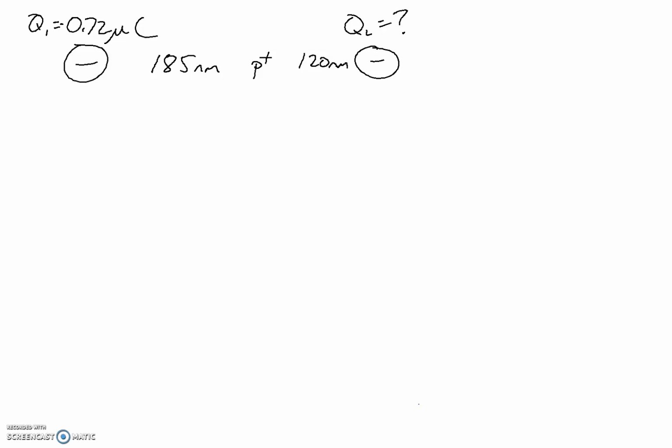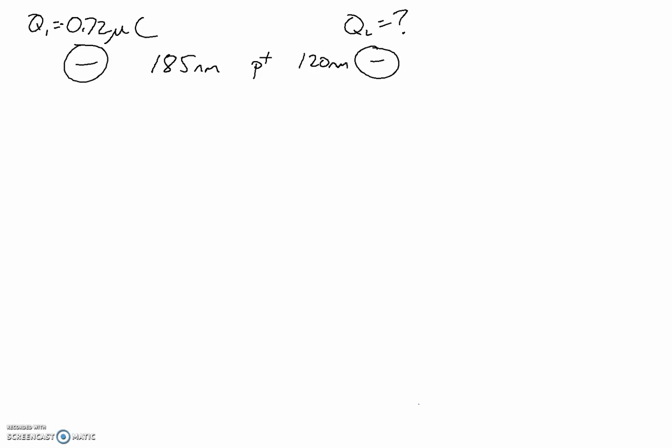We're going to keep on going with some more forces scenarios with you guys, with the electric fields and subatomic charges and stuff like that. So here we have a Q1 of negative 0.72 microcoulombs, 185 nanometers away from a proton, and the proton is 120 nanometers away from a second charge.